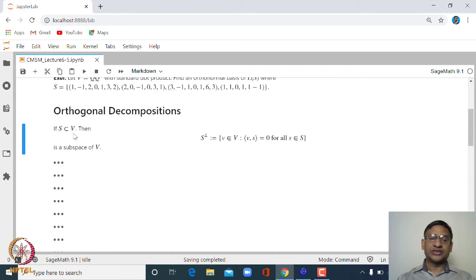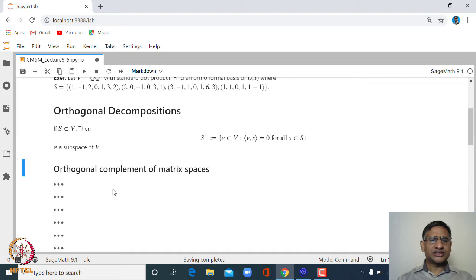S need not be a subspace, however this will always be a subspace of V. So for example, if I take S to be the singleton 0 in V, then every vector will be perpendicular to the 0 vector. Therefore S perp will, in that case, be the entire V, right. In case we take a one dimensional subspace, a single vector, then all those vectors which are perpendicular to it will actually form an n minus 1 dimensional subspace. That one can check using the rank nullity theorem.